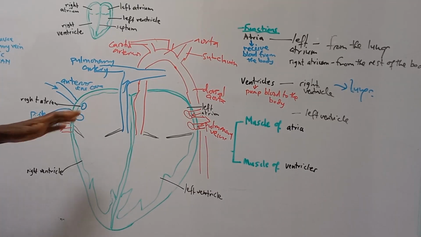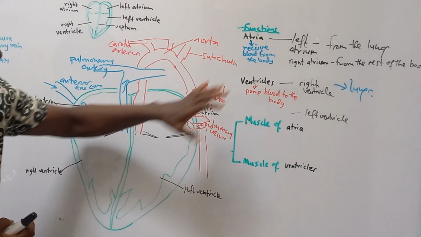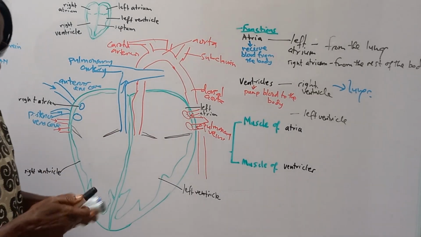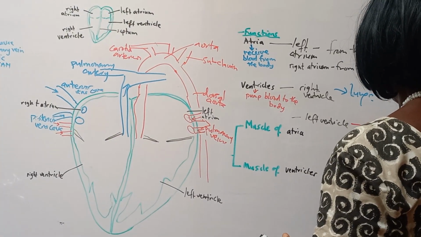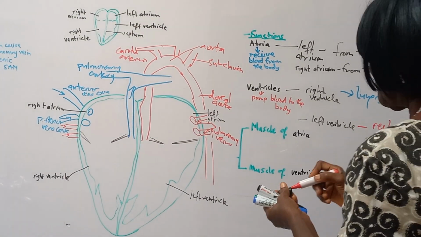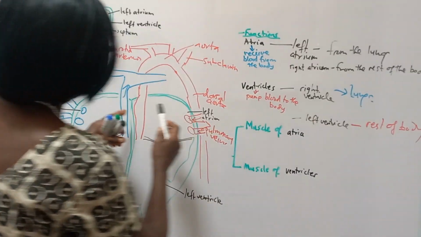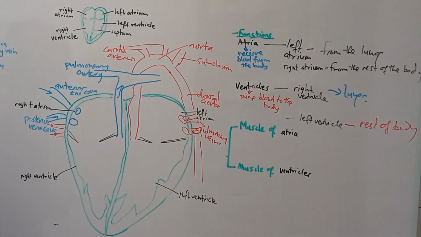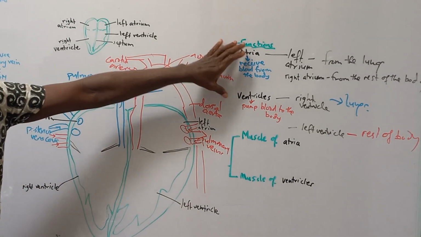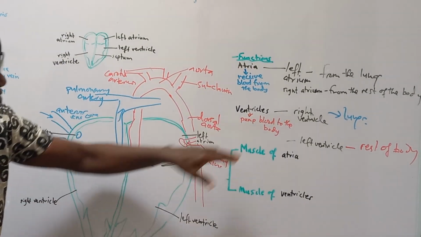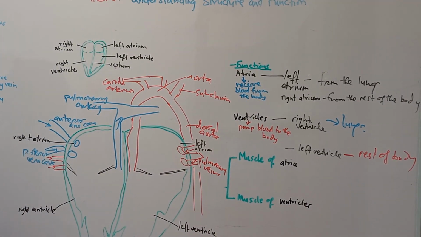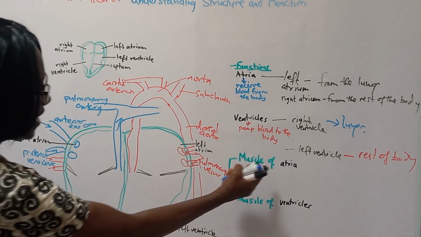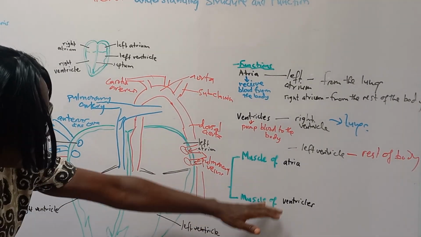So these are the functions of the atria and the ventricle. So the left takes blood to the rest of the body. And we have shown that it does that through the aorta branches, as we have mentioned. So these are the functions of the atria and the ventricles. Now we want to look at the muscle of the atria and the muscle of the ventricles.